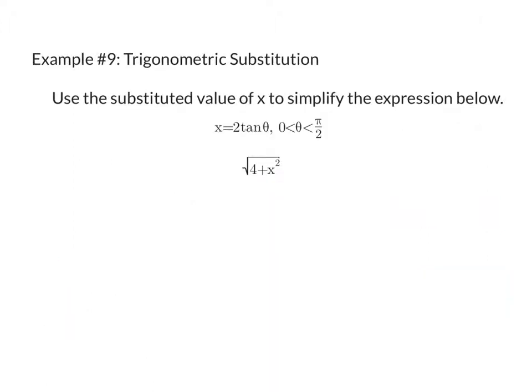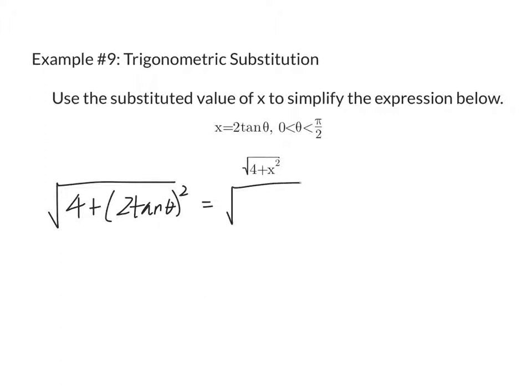All right, and then our last example, example 9, it says, use the substituted value of x to simplify the expression below. So the substituted value that we have is x equals 2 tangent theta, and we're asked to substitute it into the expression square root of 4 plus x squared. This is pretty straightforward. Substituting is substituting in all forms, so we will take the square root of 4 plus x, in this case 2 tangent theta, and then we're going to square that, okay?